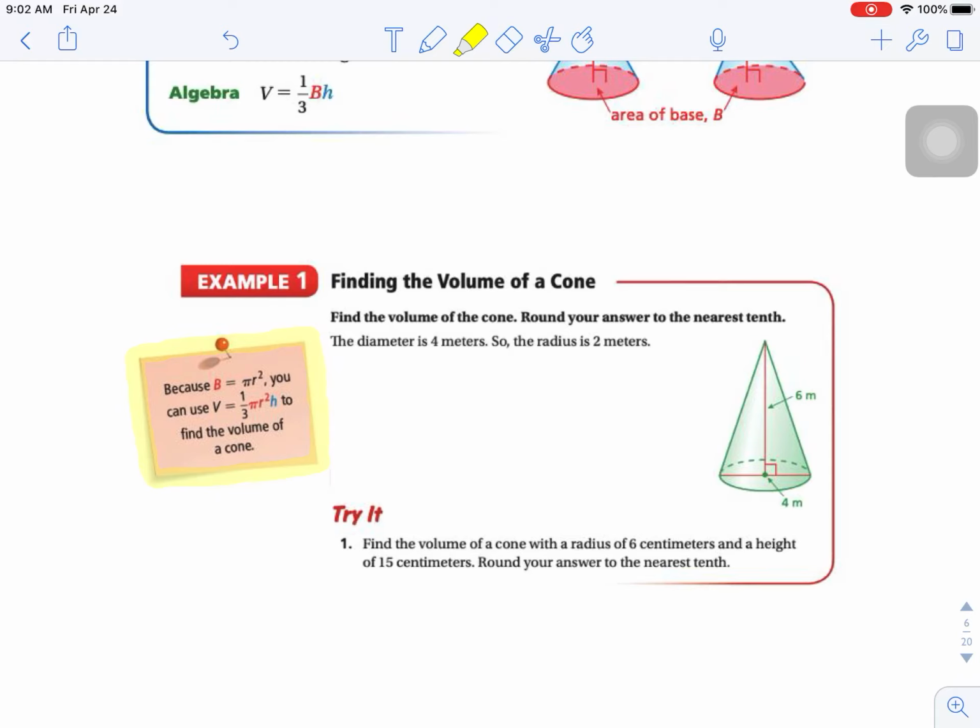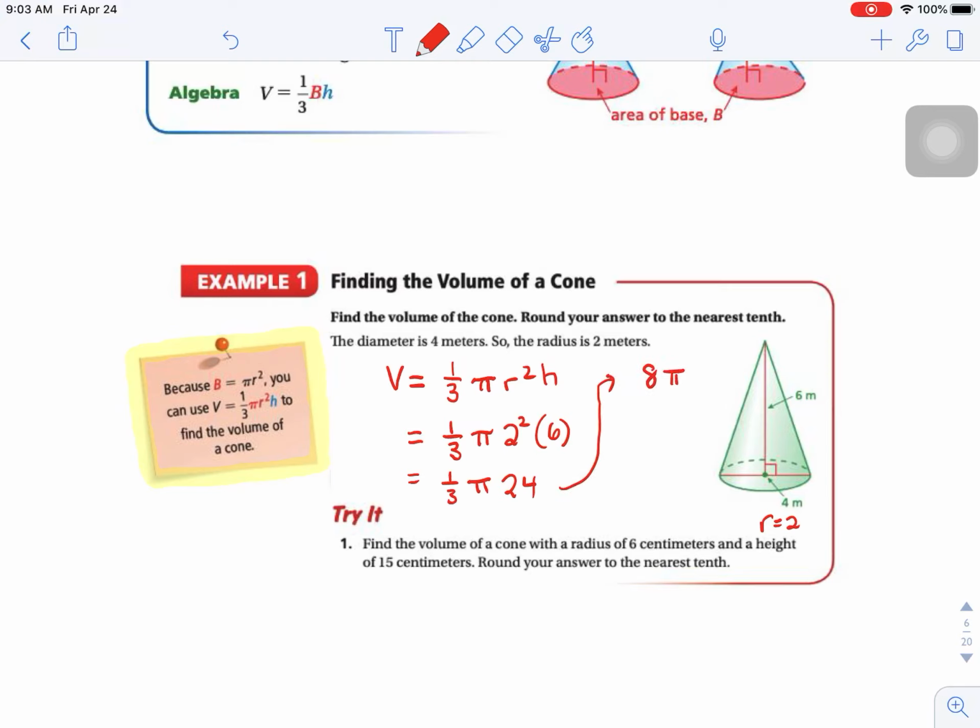Looking at that first example, volume is 1/3 pi r squared times h. If I plug in my pieces, here they gave me the diameter was 4, so I know my radius is 2, and my height here is 6. 4 times 6 is 24. 1/3 of 24 is 8. 8 times pi would give me about 25.1, and this would be meters cubed.